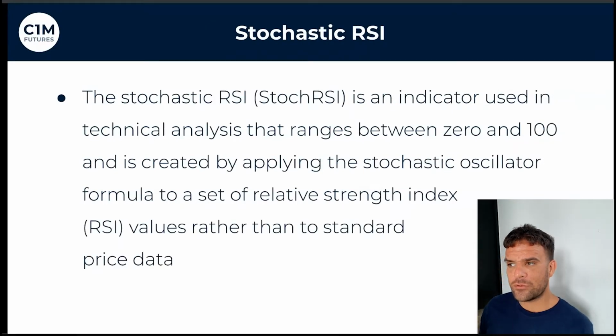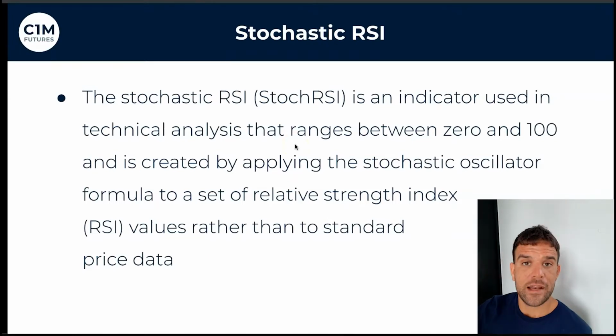When we combine the two together, we have the stochastic RSI, and you'll see on Binance, it's a fantastic indicator. It ranges between 0 and 100 on the right-hand side, on Binance Futures at least. On other exchanges it may be 0 to 1, but it's all the same. It's created by applying the stochastic oscillator formula to a set of relative strength index values rather than to standard price action.